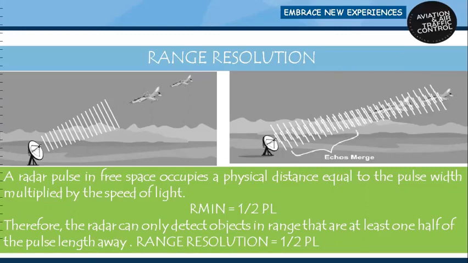Now, in the second case, if the pulse length is reduced, then the leading or trailing edge, after hitting the first target, will return to the receiver first, and thereafter the return of the second aircraft will be received. Thus, it will treat them as separate targets. The minimum range is equivalent to the distance at which one half of the pulse has returned from the target, while the second half of the pulse is still approaching the target.